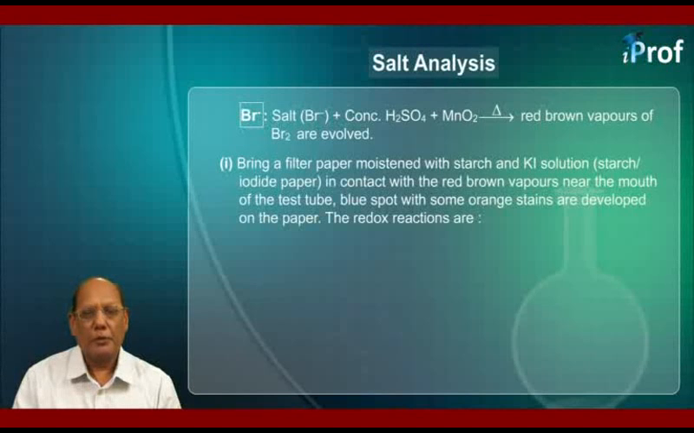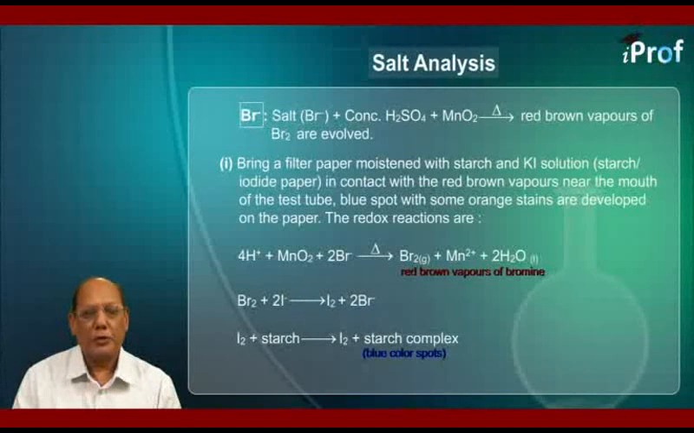developed on the paper. The redox reactions are 4H+ plus MnO2 plus 2Br- on heating, we get Br2 gas plus Mn2+ aqueous plus 2H2O liquid. Br2 gas forms red-brown vapors of bromine. Next, Br2 plus 2I-, we get I2 plus 2Br-.